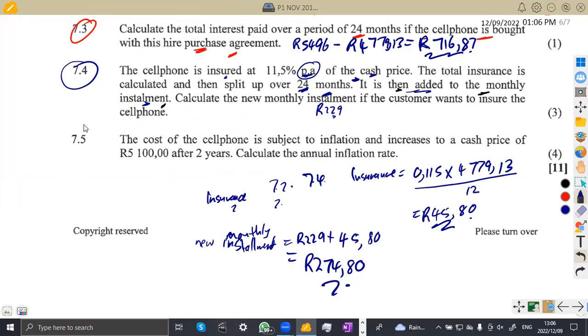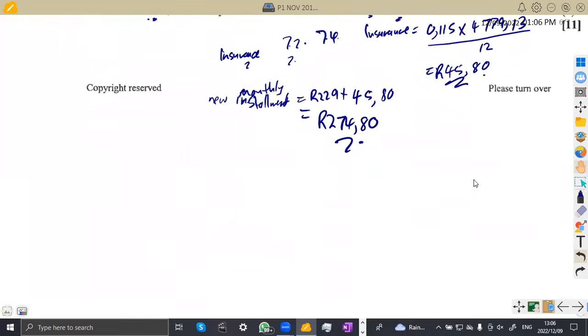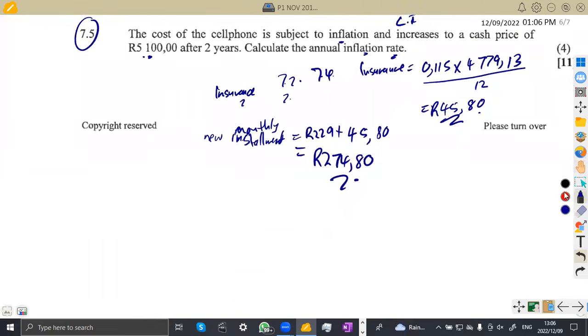Now, on 7.5, the cost of the cell phone is subjected to inflation. The price increases to a cash price of 5,100 after 2 years. Calculate the annual inflation rate. If you're dealing with inflation, you're dealing with the compound interest formula. So you're going to use the CI formula. The amount is equivalent to P times 1 plus the interest rate, to the exponent of n. The amount is accumulated to 5,100.